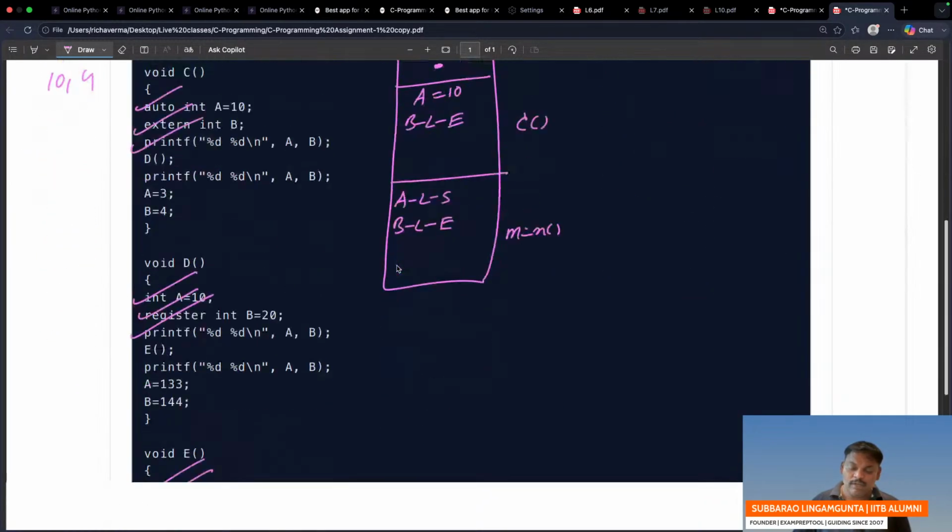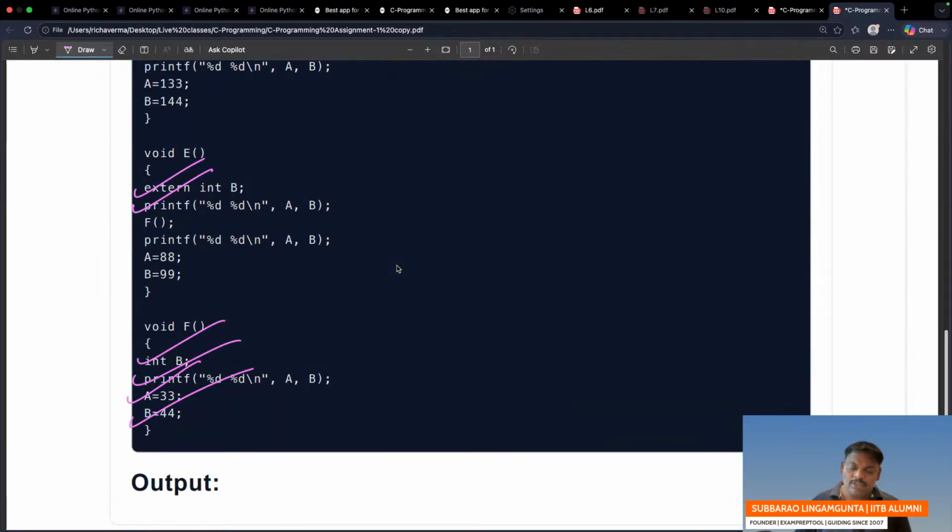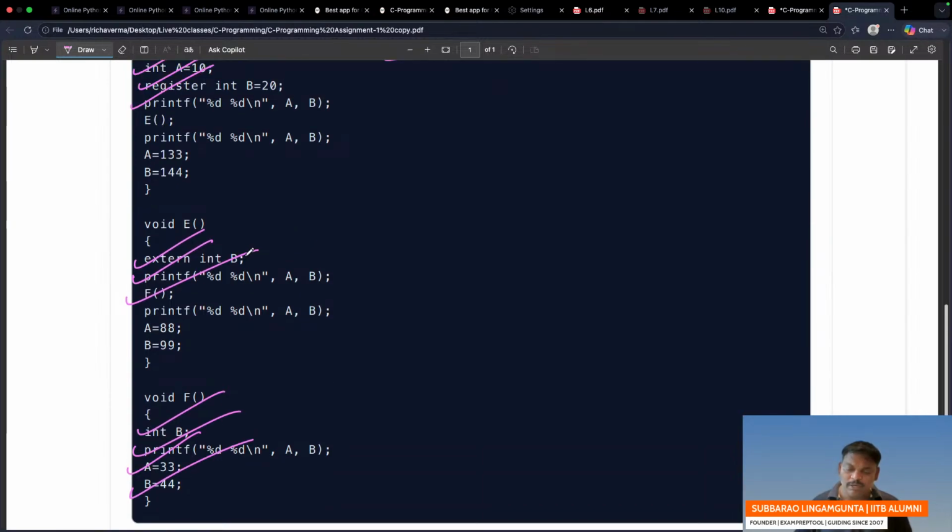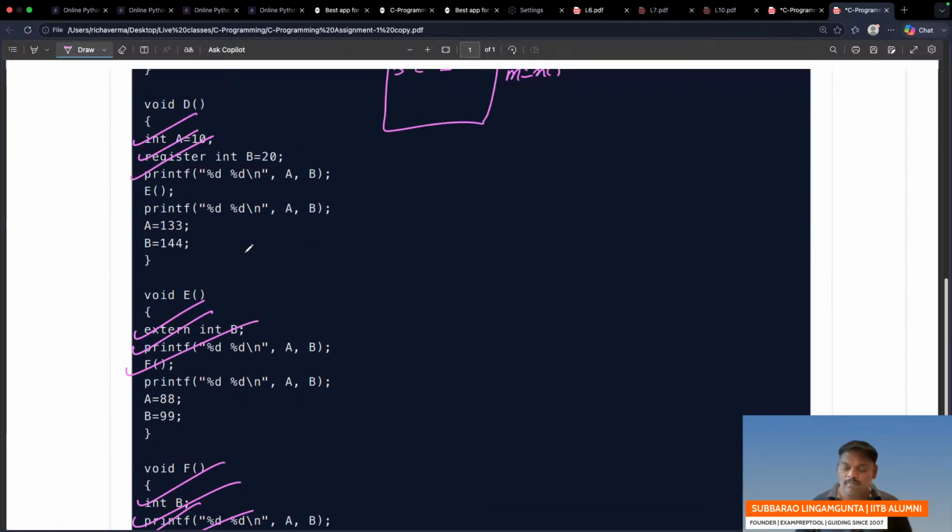E function, where you are checking: print a percentage d, a comma b. So I think remember in the E function, again printf. I think one variable is global because of external b. One is dynamic scoping. So previous. Let's go to previous. One is global, confirm, right?